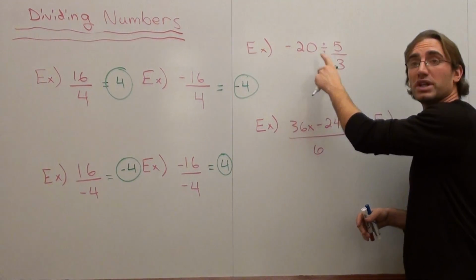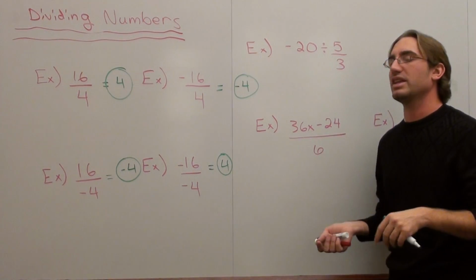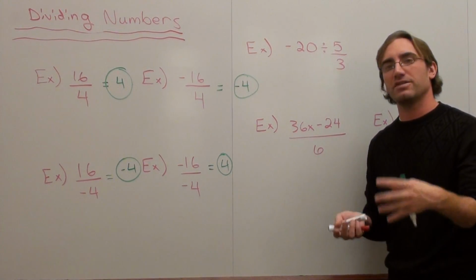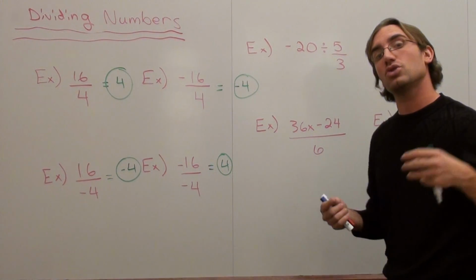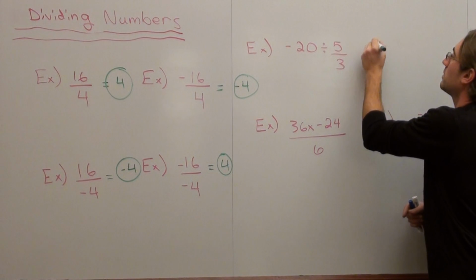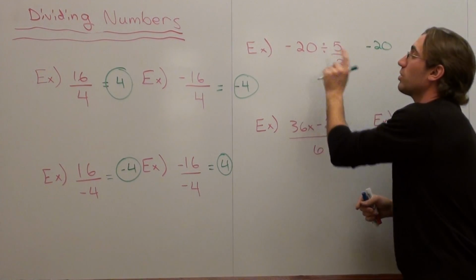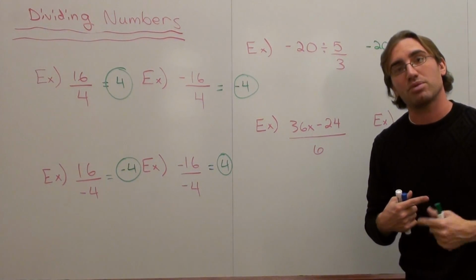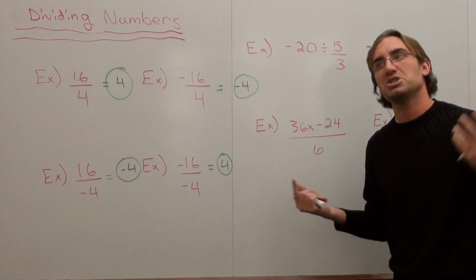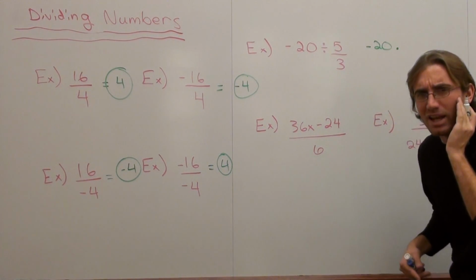I've got negative 20 divided by 5 over 3. When you have a problem that looks like this, it's a little bit more difficult. What you want to do is you want to turn it into a multiplication problem. And here's how you do it. You leave negative 20 alone. You don't want to work with division, you want to work with its inverse operation, multiplication. Well, work with it. Change it. Who cares? I won't tell anybody.